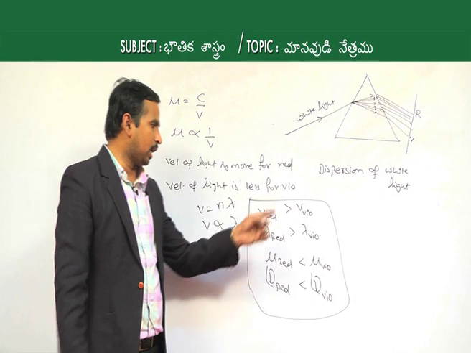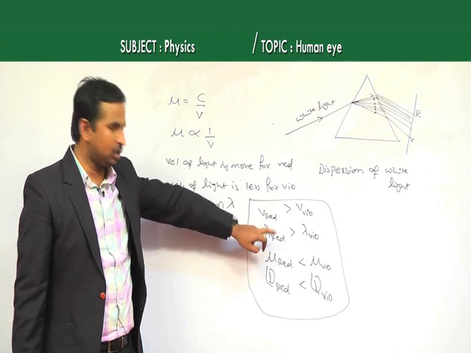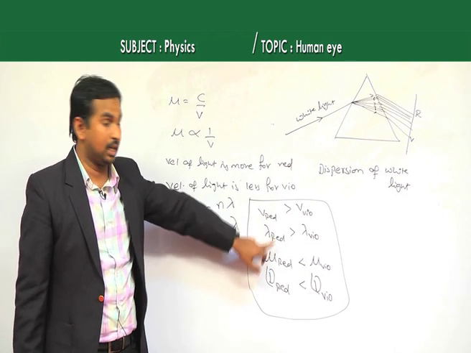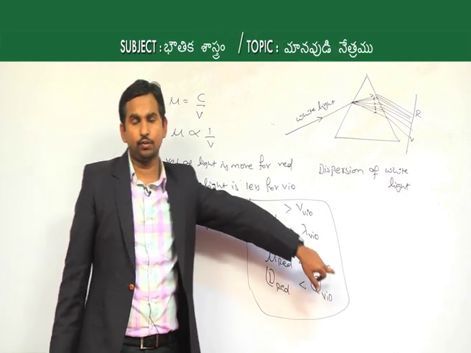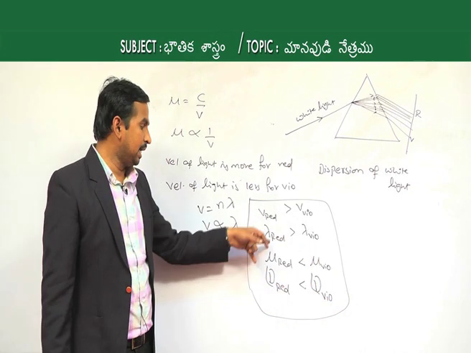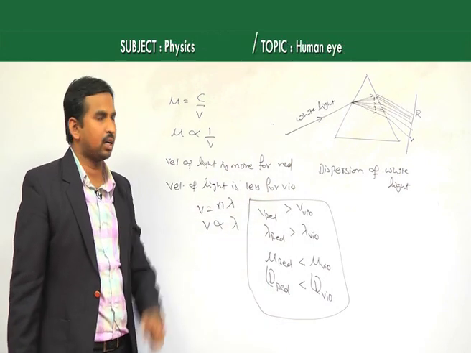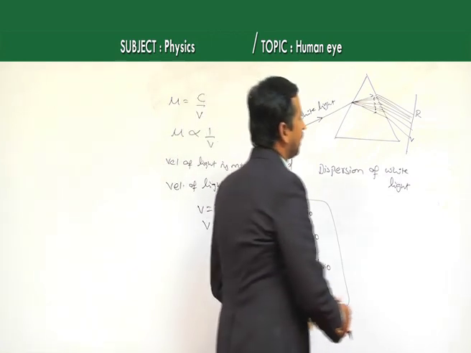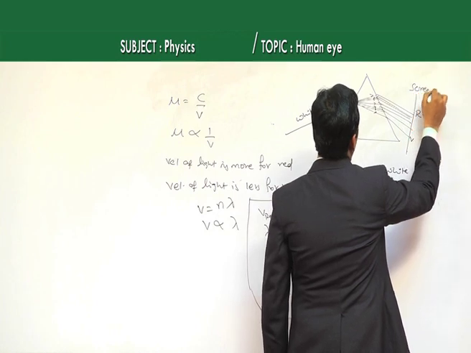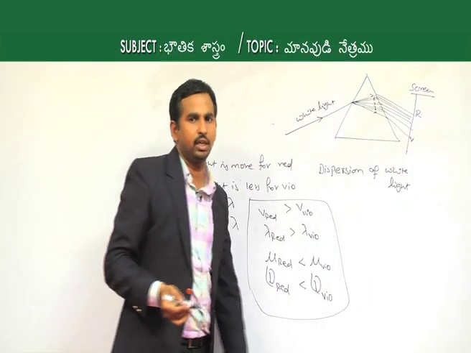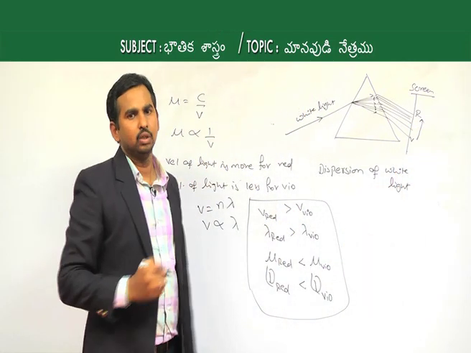So red color has more velocity, and therefore more wavelength. With more wavelength comes less refractive index, and so the deviation for red is less, while for violet the deviation is more. That is why, while coming out of the glass prism, red light, having less deviation, comes first on the screen, and last we get violet. This is the order: violet to red.